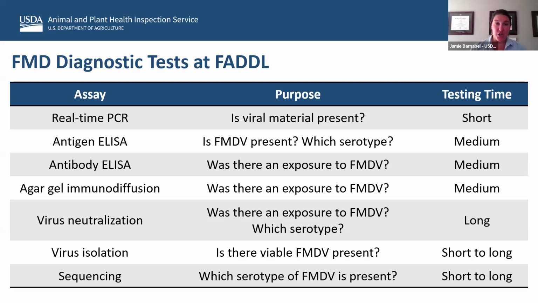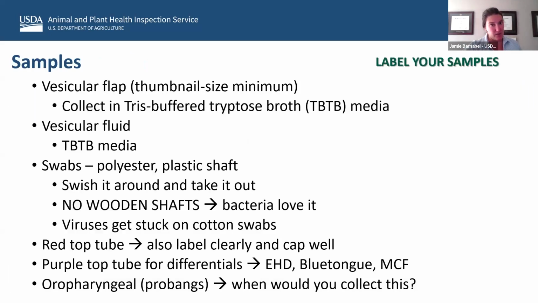Then we have virus isolation. So when you think about bacteria, right, we culture bacteria, but we isolate viruses. So this is the act of actually trying to grow or replicate the virus to see if it's viable. So is that virus alive, right, and able to replicate? And then sequencing, we're asking which serotype is present. And then you've got the testing timelines over there on the side. But let's look at our samples.